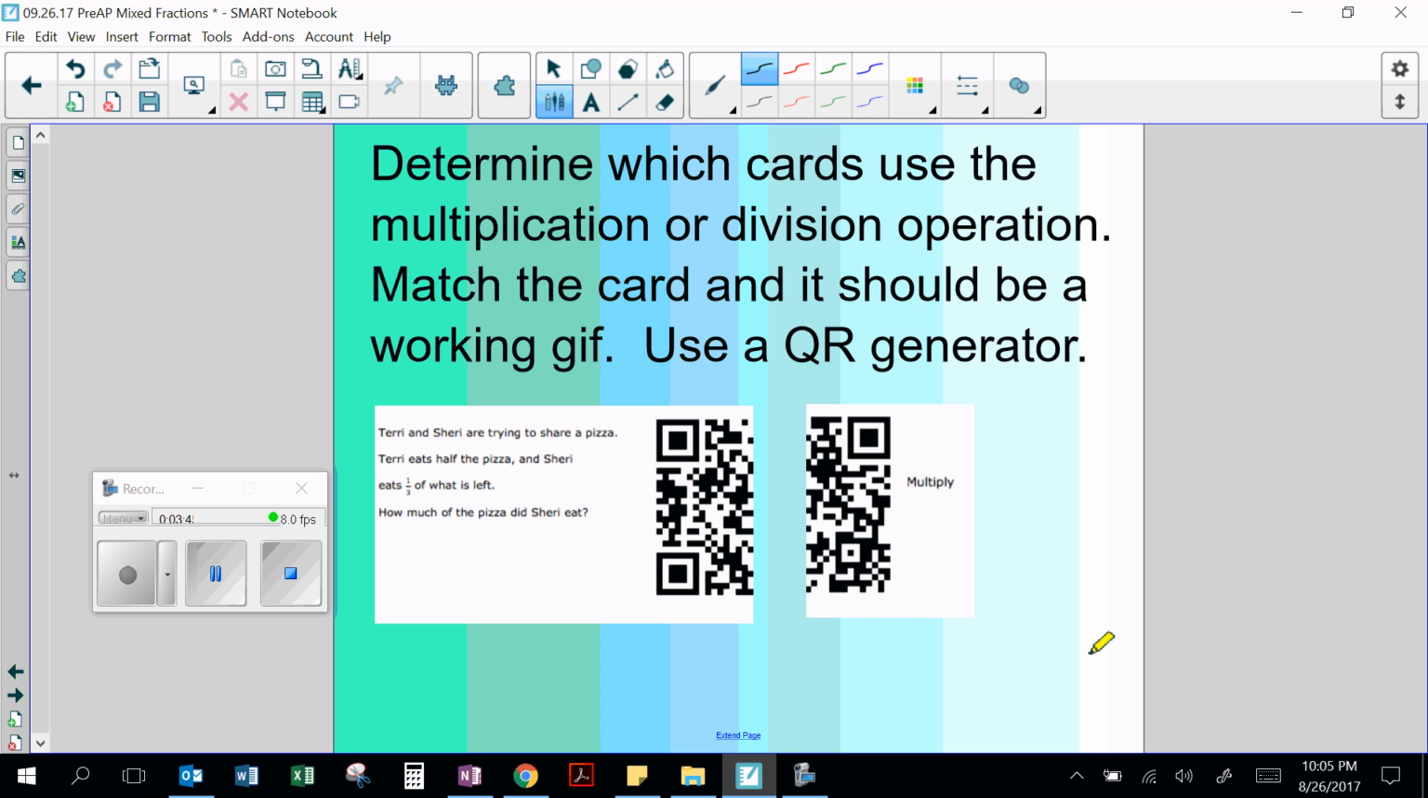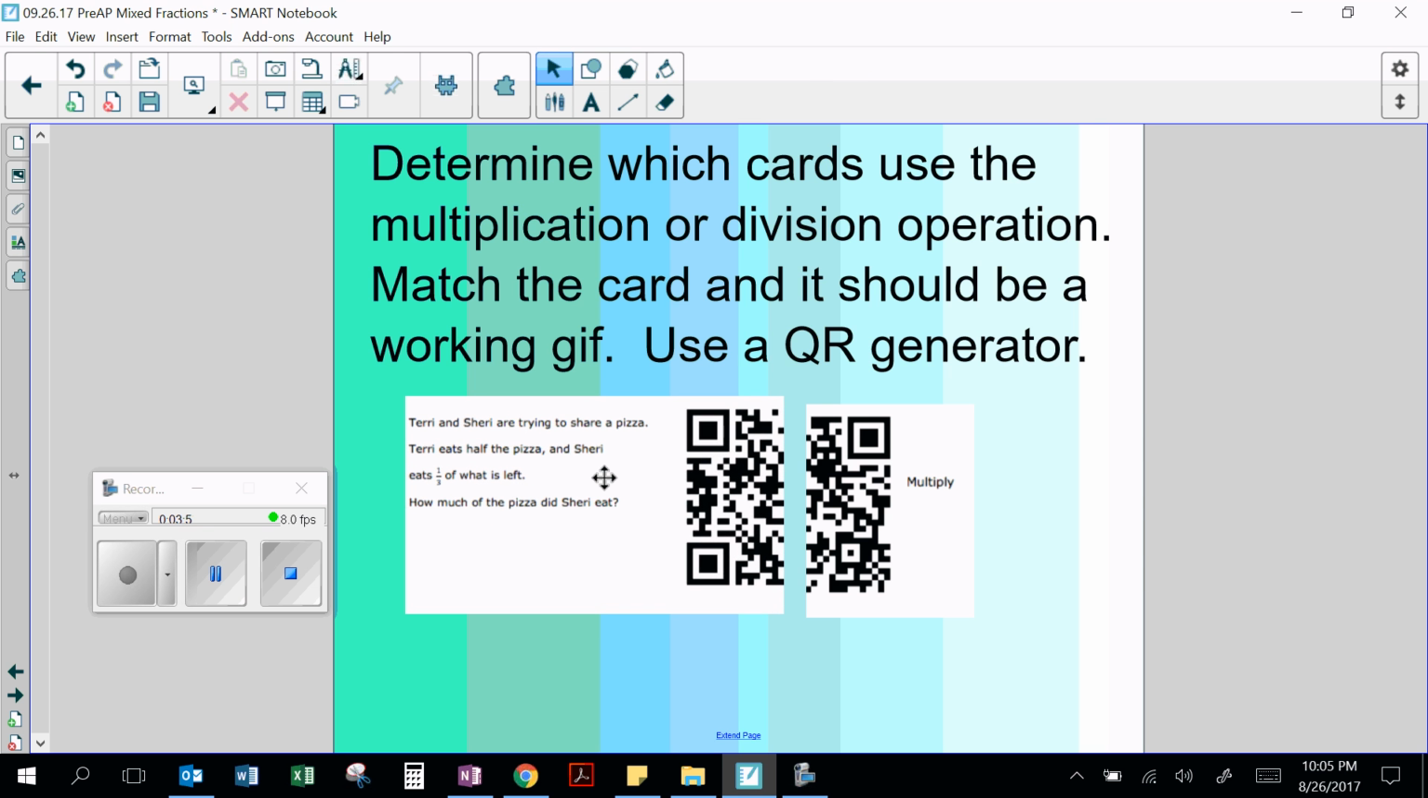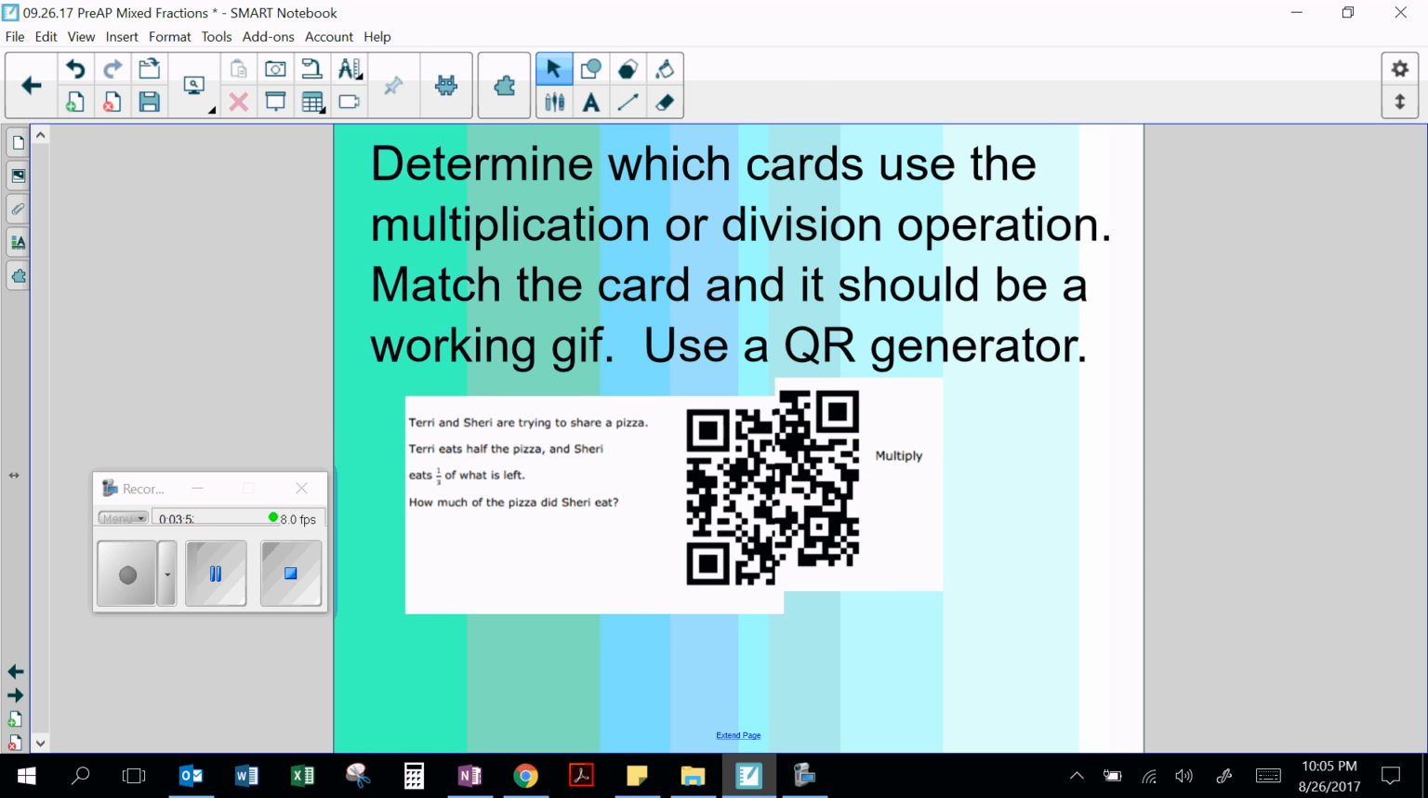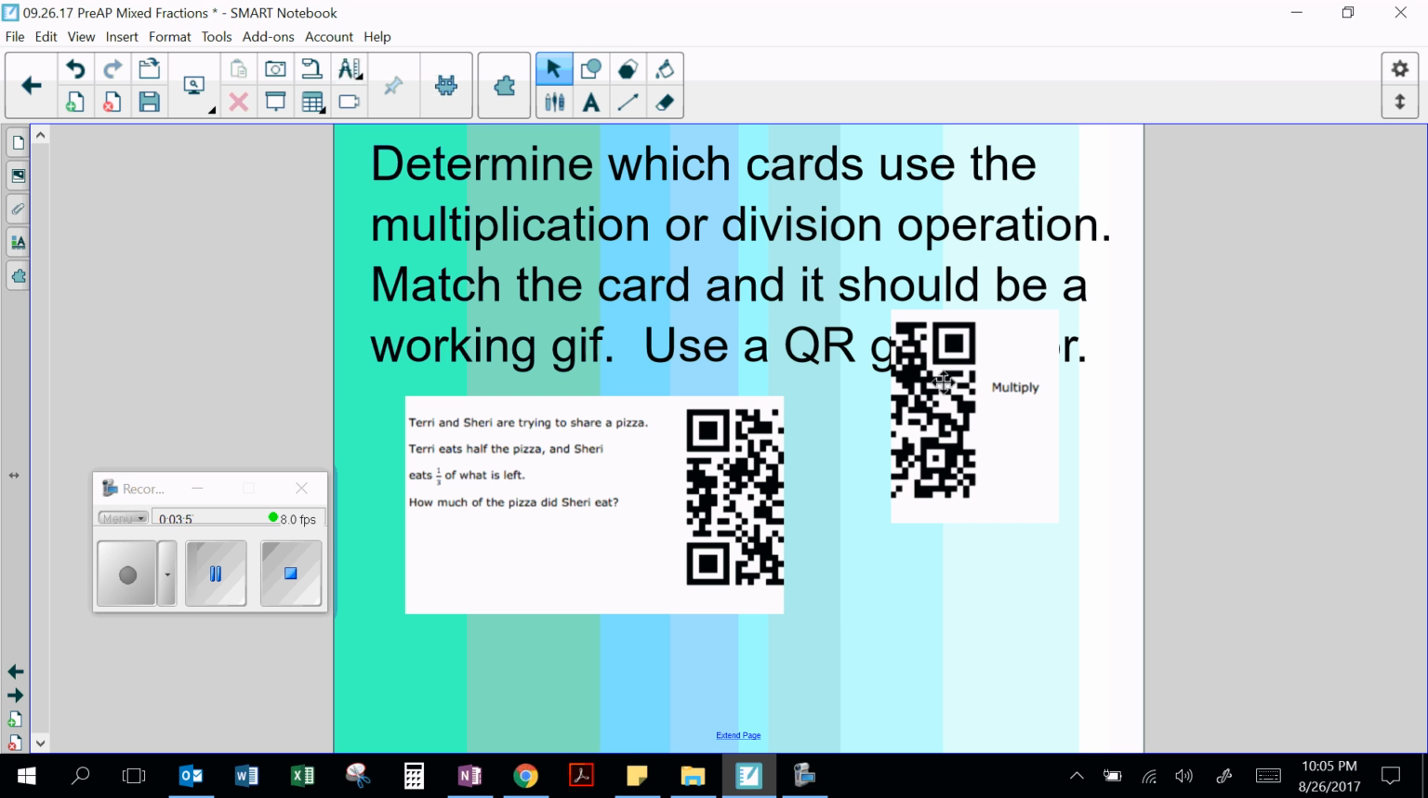And the last thing we're going to be doing is you're going to be given a problem. You're going to just read it and decide what operation you will do. And then you're going to scan it, and we're going to see if you scan it correctly. And then you're going to solve it. Terry and Sherry are trying to share a pizza. Terry eats half the pizza, and Sherry eats 1/3 of what is left.